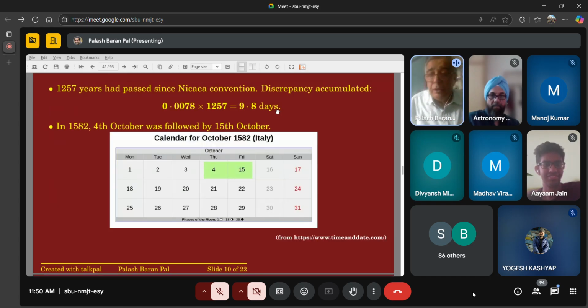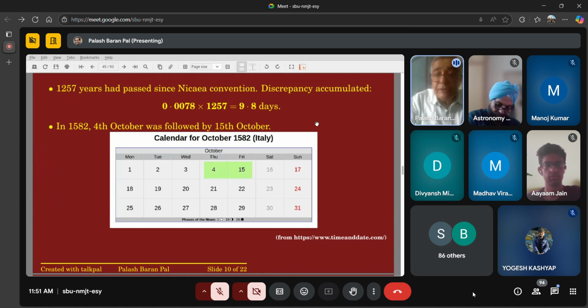Okay. So this is the calendar of Italy of 1582 October. 1, 2, 3, 4, 15. Nobody should learn the numbers by this calendar, by this month. This is from the website called timeanddate.com, and there are very beautiful things on that website. I recommend that if you're interested, spend some time. I have spent a huge amount of time there, but it didn't come when I wrote the book. Actually, it came much later.